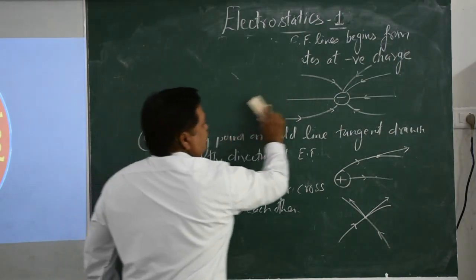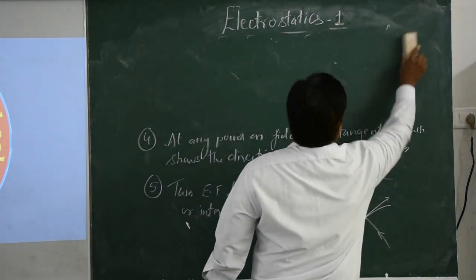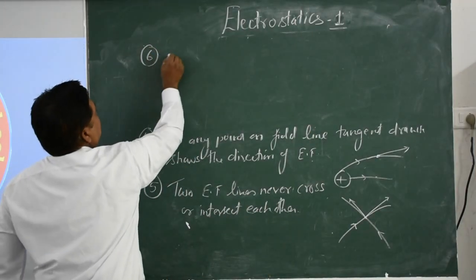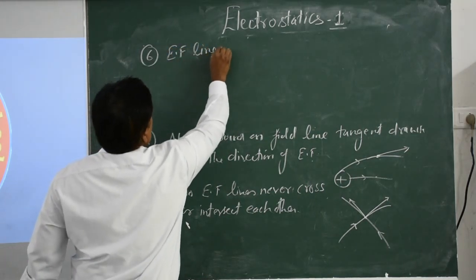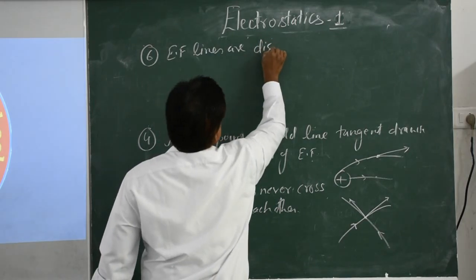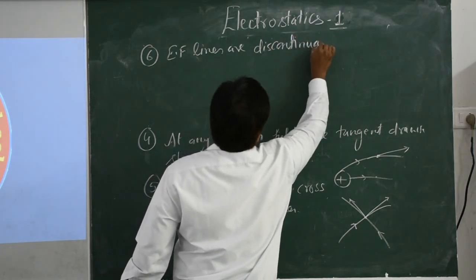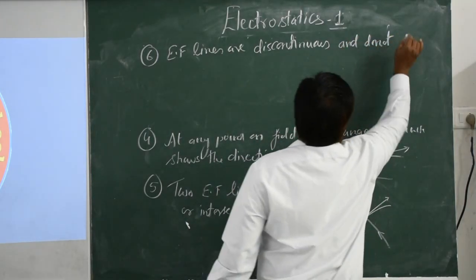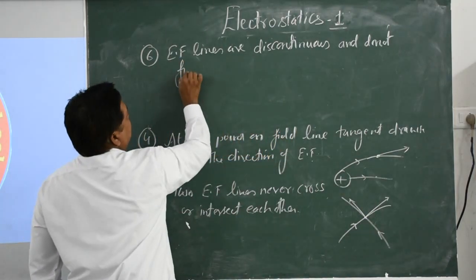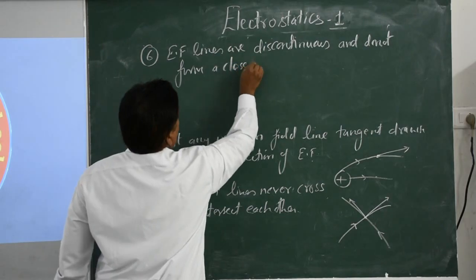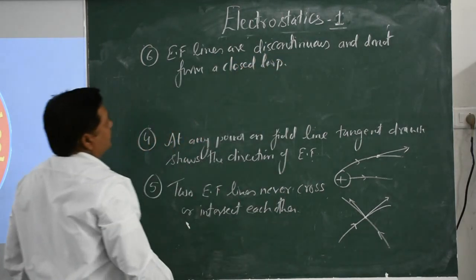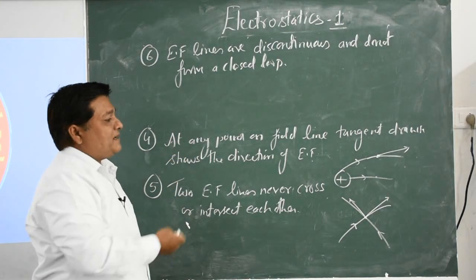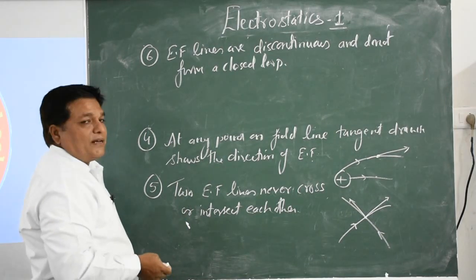Electric field lines are discontinuous. They do not form a closed loop, because electric field lines are discontinuous lines and do not form a closed loop, because they start from the positive charge and terminate at negative charge, so these curves are not continuous.